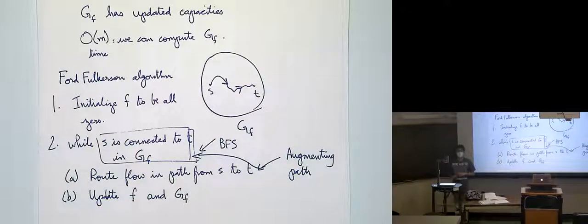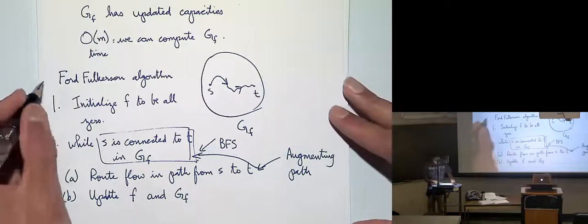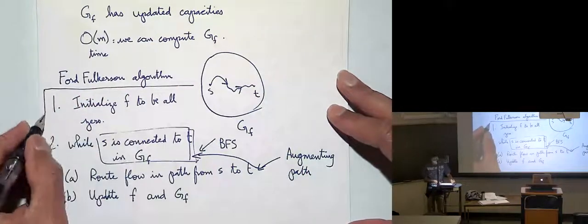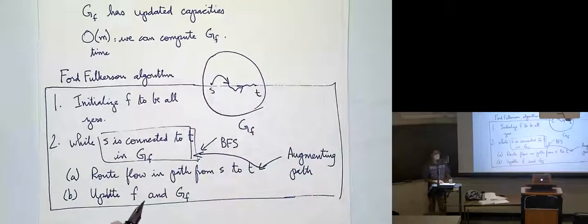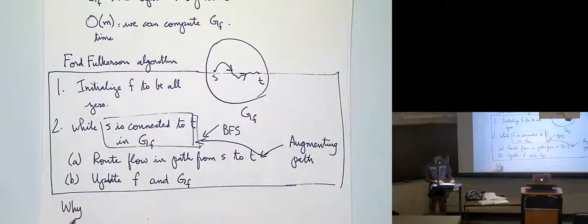Okay, is that clear? So this is the augmenting flow, or Ford-Fulkerson. It's also called the augmenting flow algorithm. So there are two questions here, of course, is why is this correct?